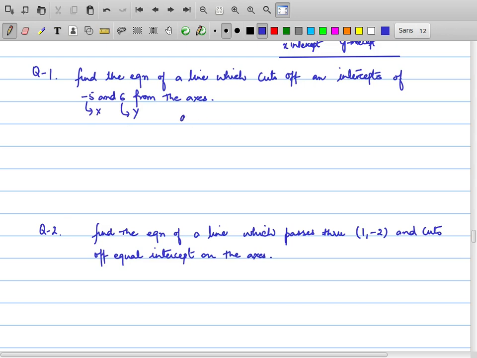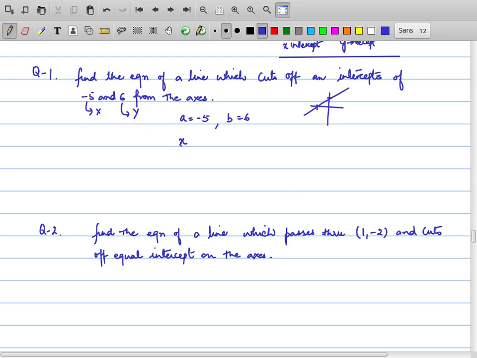Therefore the x-intercept A is -5 and the y-intercept B is 6. Now A is negative, B is positive. You can think how your line could be made. A is negative, therefore it will cut the negative x-axis, and B is positive, therefore it will cut the positive y-axis. Therefore your line should be of this kind.